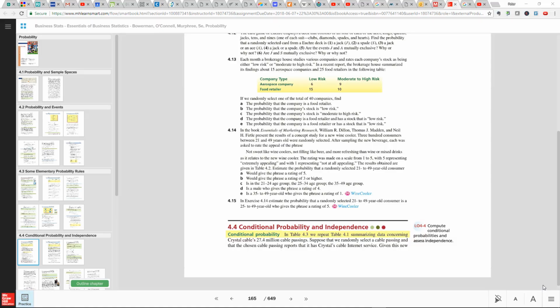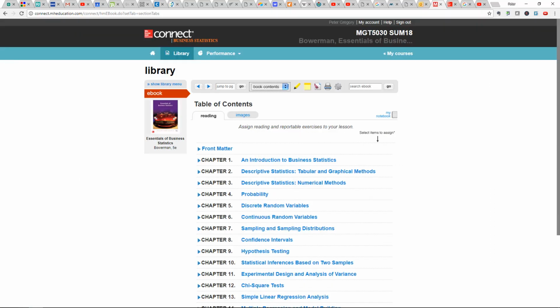Okay, this is a recorded lecture for section 4.4 in the Bowerman book for MGT 5030. We're in chapter 4 here on probability. This is the cover photo of the Bowerman book, 5th edition.